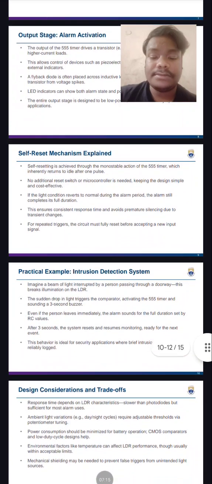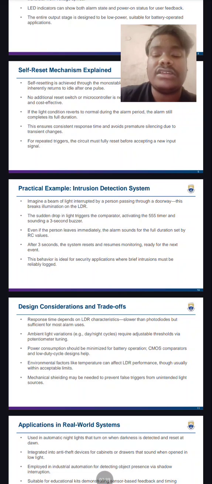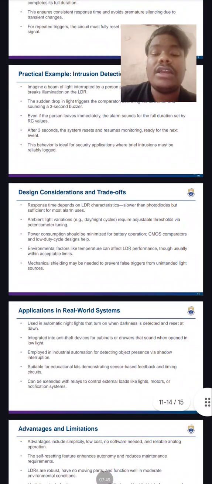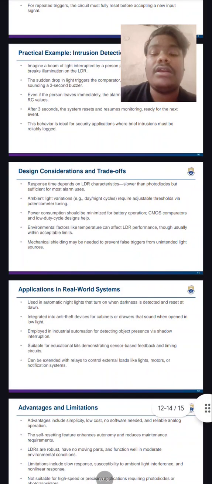Practical example. Imagine a beam of light interrupted by a person passing through a doorway. This breaks the illumination on the LDR. The sudden drop in light triggers the comparator, activating the 555 timer and sounding a 3-second buzzer. Even if the person leaves immediately, the alarm sounds for the full duration set by the RC values. After 3 seconds, the system resets and resumes monitoring, ready for the next event. This behavior is ideal for security applications where brief intrusions must be reliably logged.